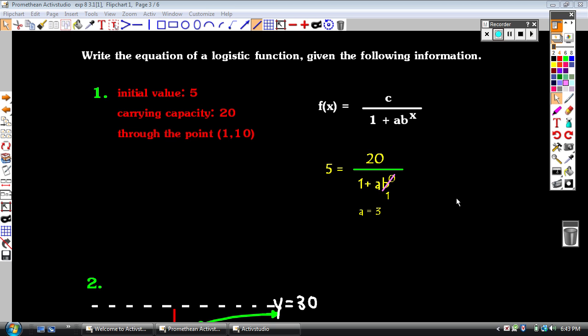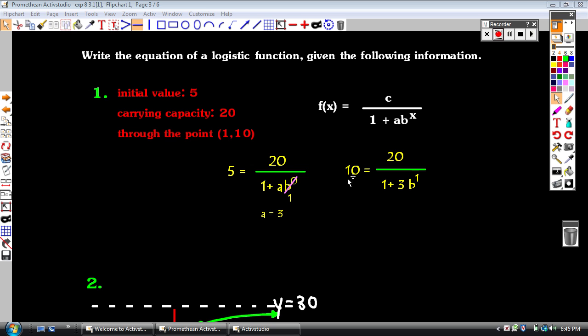Alright, so when I solved, I found a equals 3. So there's another number I can plug into my equation. So now I know the c and I know the a. The only thing left to find is the b. I'm going to use the next point that they gave us, plug the 1 in for x, and plug in the 10 for f of x. Solve to find the b. So let's do that.